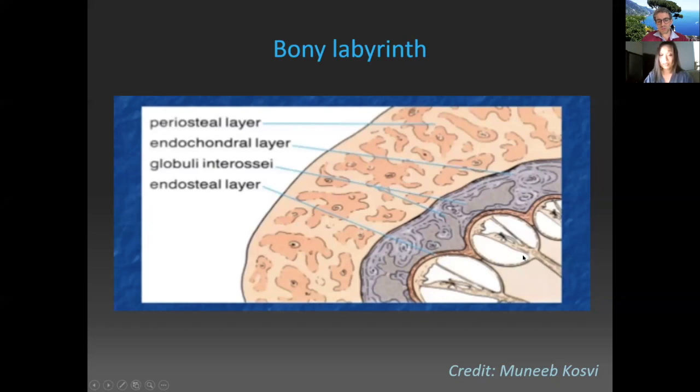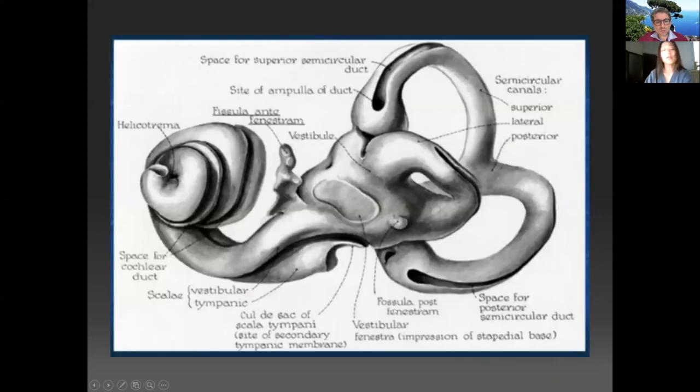Otospongiosis, otosclerosis, is a disease of the middle layer. It's not a disease of the entire otic capsule, not the outer layer, not the inner. It's a disease of the middle layer of the otic capsule. This is credit to Monique Cosby; I found this very useful picture on the internet. So we know what the labyrinth looks like, and you would expect that otospongiosis can only affect geographically what's shown here and nowhere else, because it is a disease of the middle layer of the otic capsule and has to follow the rules of embryology.